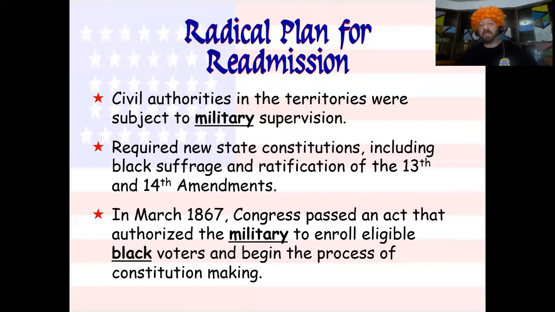In March of 1867, Congress passed an act that authorized the military to enroll eligible black voters. So you'll notice it's always the military that they're going to. It's a military-style occupation, military rule. That was the radical plan for readmission. Okay, so there's that. All right, let me see. Let's get to the next one.